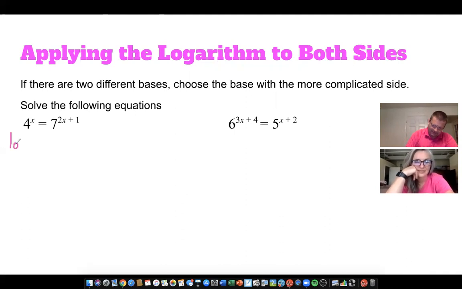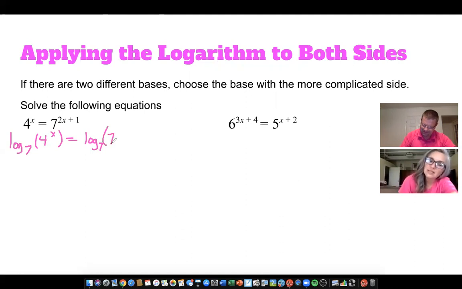So if I do log 7 of 4 to the x equals, and can I just do 2x plus 1 on the other? I shouldn't probably yet. Guys, I'm going to reiterate what he's saying. If you're going to do log base 7 on the right side, you have to do log base 7 on the left side. If you're going to do log base 4 on the left side, you have to do log base 4 on the right side. You can't pick and choose your bases. Got to go with 1. Yep. So choose the one that has the more complicated exponent.